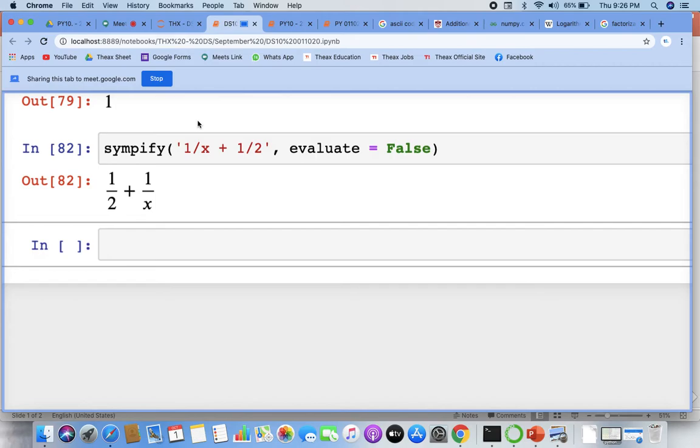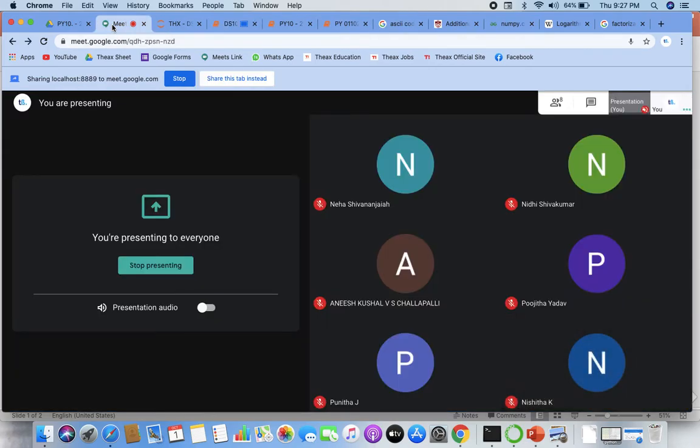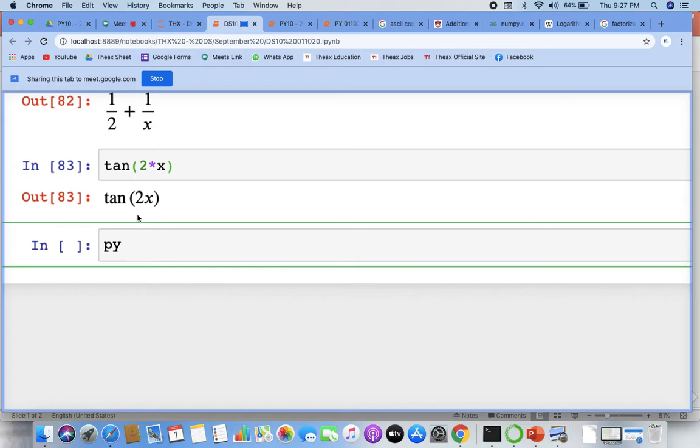Now, if I say, what is the formula of tan 2x? Pujita Yadav. Python. Yes, answer. Okay, time's up. Next one. Nishita. Mic problem. Neha. You guys are having long names. Shivan, what is this? Okay, fine. S, sir. S, what is that? S is the answer. Okay, S from sine. S for sine.